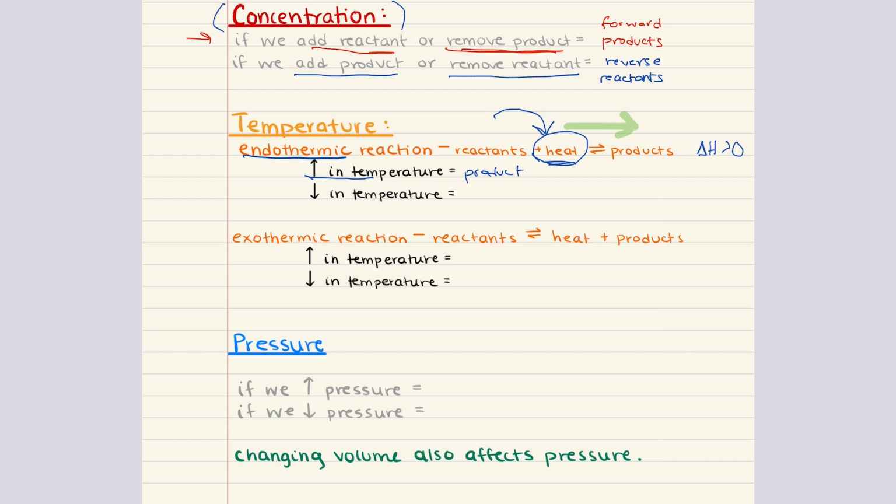Okay, what about if we decrease temperature for an endothermic reaction? If we decrease temperature for an endothermic reaction, we're essentially removing heat. If you remove heat, your reaction is going to shift to the left, favoring the formation of reactants to compensate for the fact that you are removing heat, which is a reactant. So when you decrease temperature in an endothermic reaction, you favor the formation of reactants. All right, so that's for endothermic reactions.